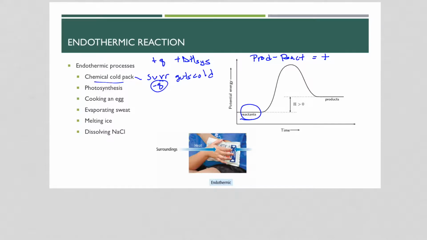Other examples of endothermic processes include things like photosynthesis, cooking an egg, sweat evaporating. Notice, remember how your skin gets cool when the sweat evaporates? So in order for that evaporation to occur, for that sweat to go from liquid to gas, it has to absorb heat from your skin, cooling your skin down. So we get that evaporative cooling of your skin. We talked about melting ice.